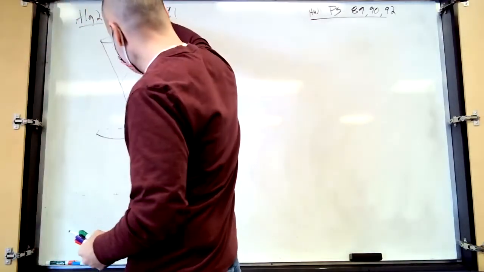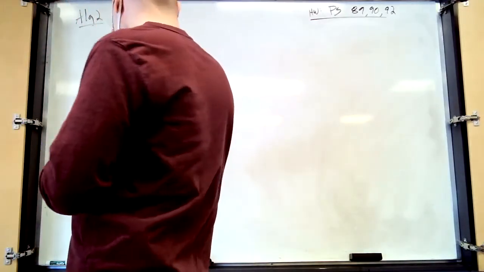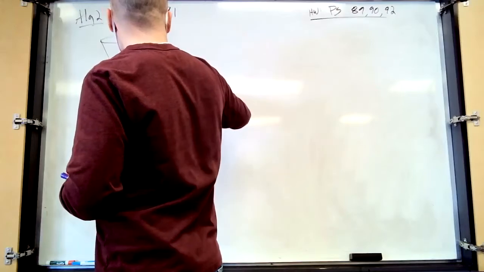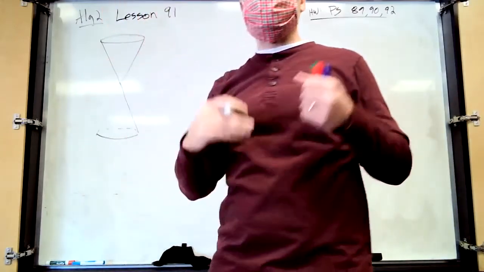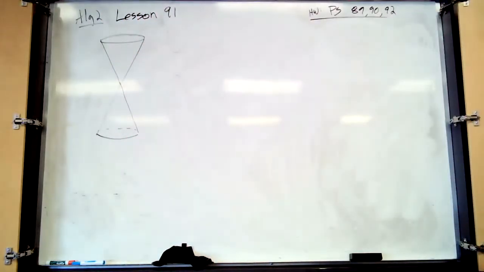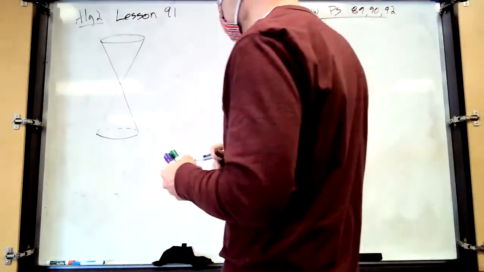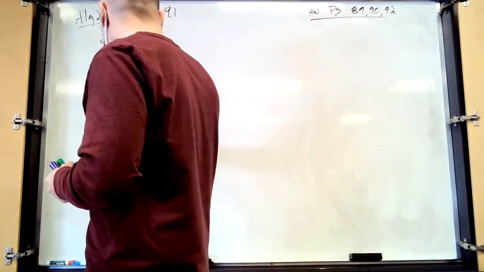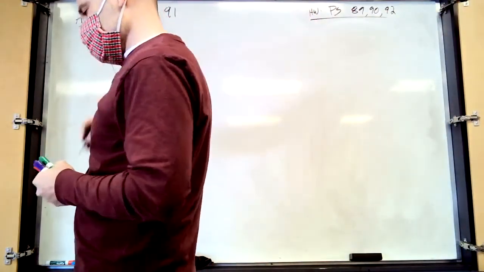If I cut it right here, this is like two parabolas like that. This is called a hyperbola. It's not a hyperbola, which a lot of people say, but this is a hyperbola. But a parabola is just one of those.